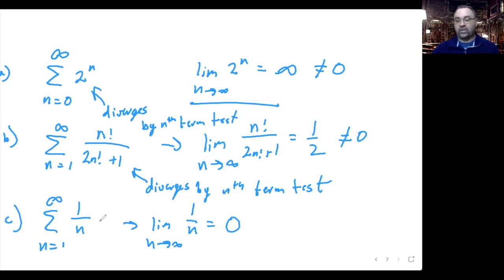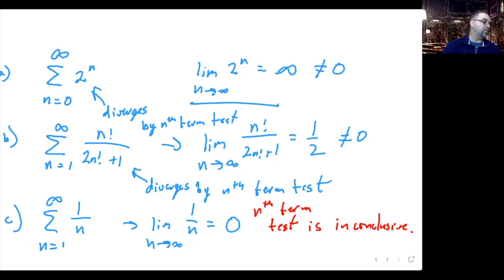In this case, just because the limit of the terms of the sequence is 0 doesn't tell us anything about the convergence of this. The test in this case, the nth term test, sorry, is inconclusive. It does not tell us anything about the convergence of this one here in letter C.